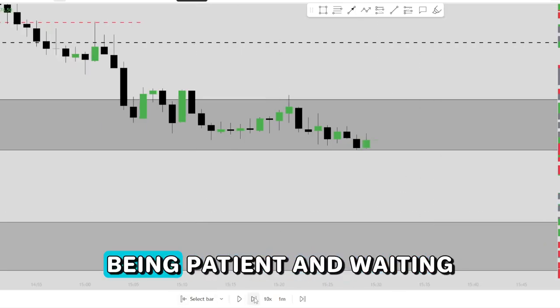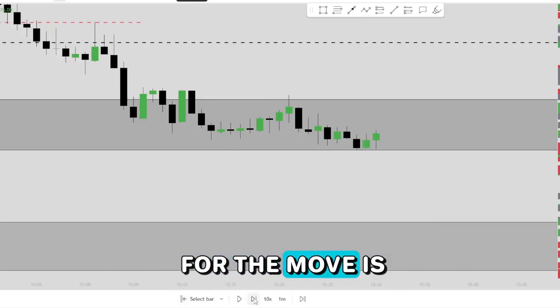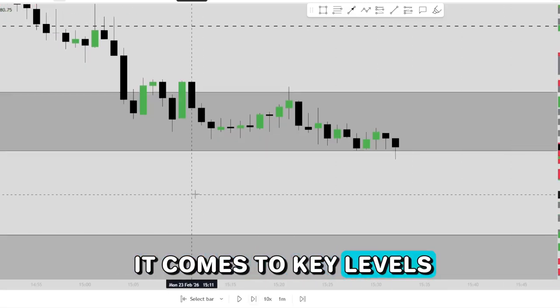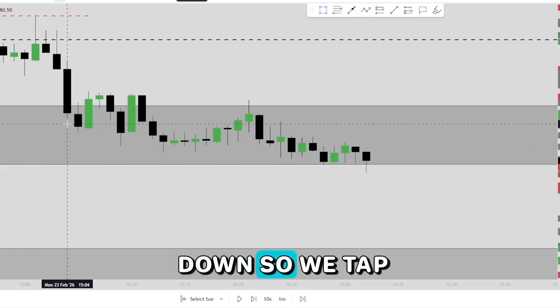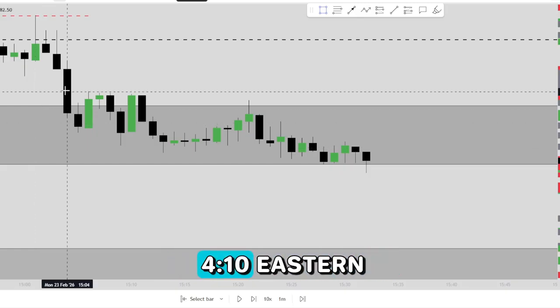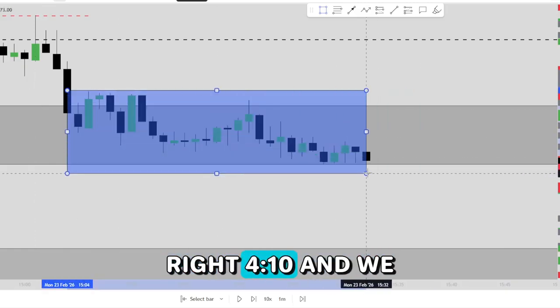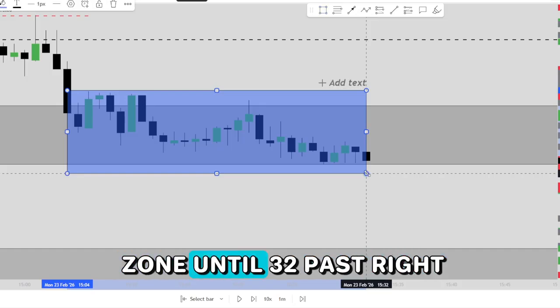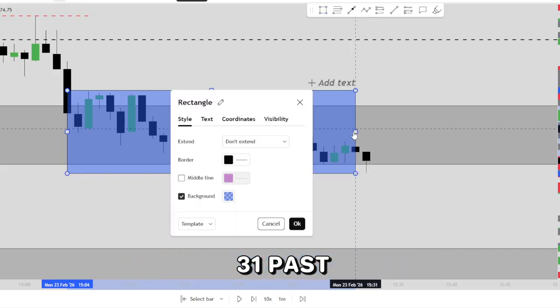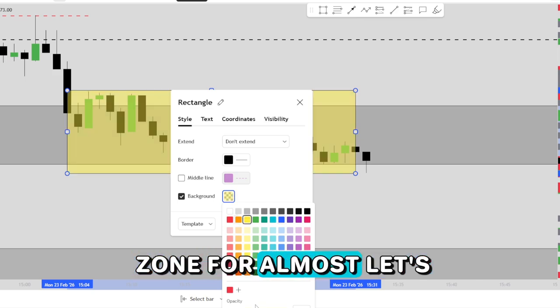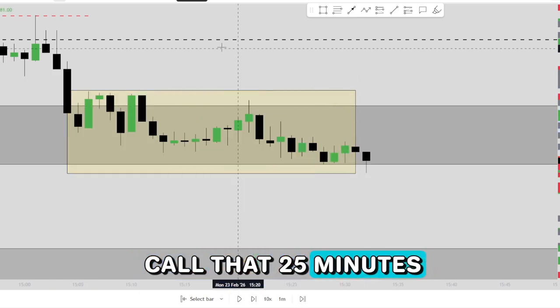So again, being patient and waiting for the move is your biggest advantage when it comes to key levels. So a couple of things about key levels here. Let's break this down. We tap into this zone at 10 past 4 Eastern, and we didn't break below the zone until 31 past. We stayed in this zone for almost 25 minutes.